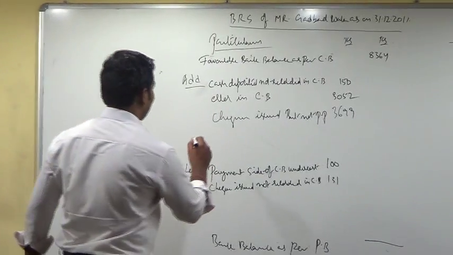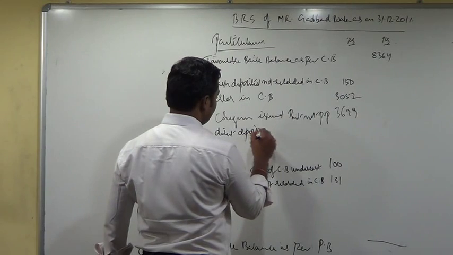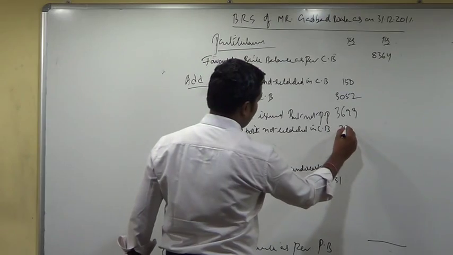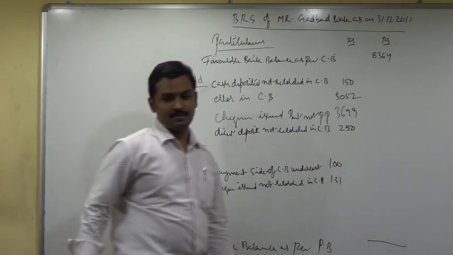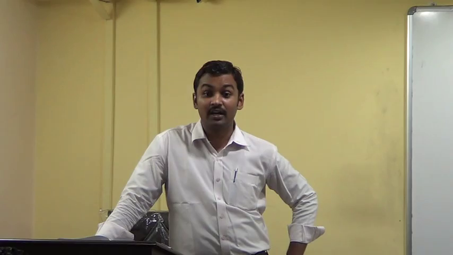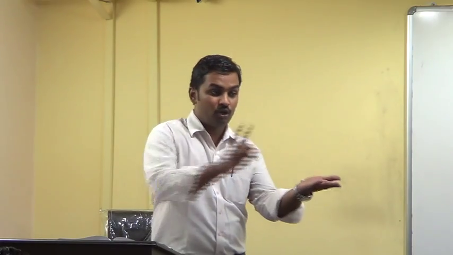So what is that? Direct deposit not recorded in cash book. How much? 250. Now read the second part of the transaction. Subscription of rupees 100 paid by it were not recorded in the cash book. Subscription of 100 rupees paid by the bank not recorded in cash book.